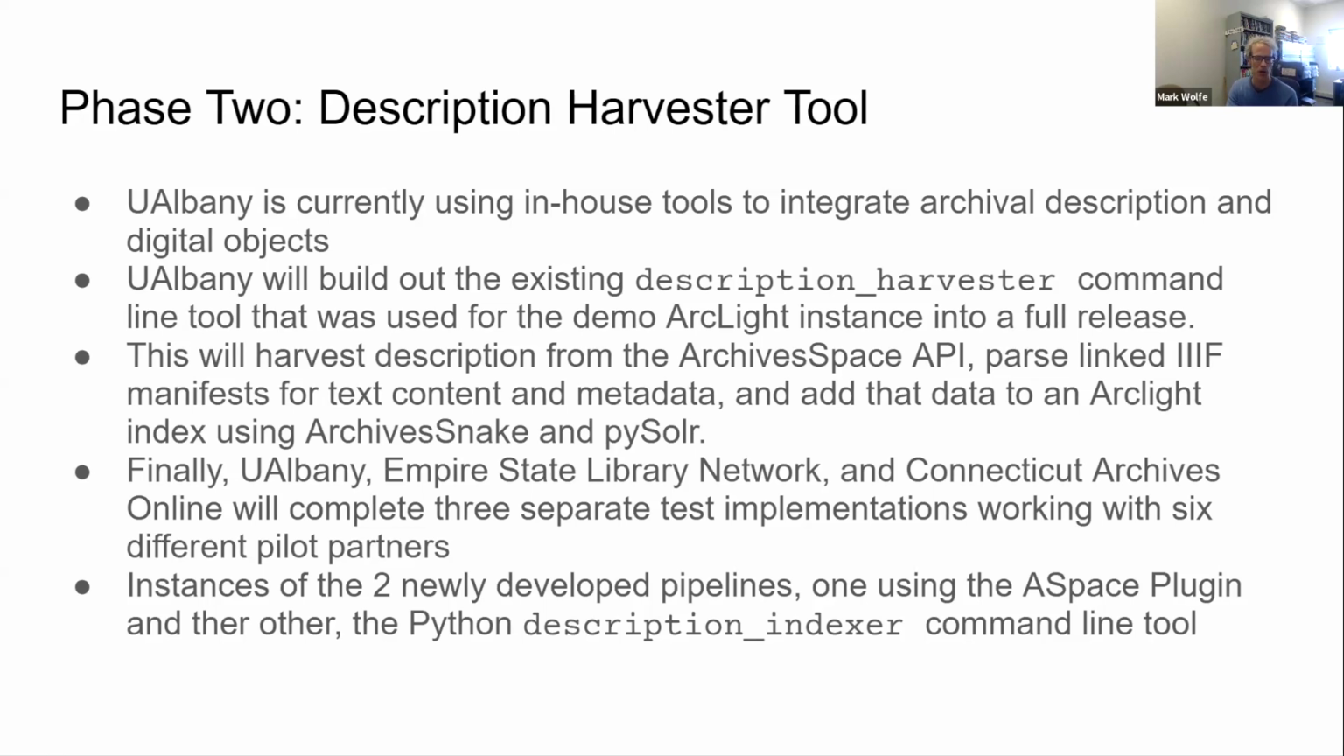Finally, UAlbany, Empire State Library Network, and Connecticut Archives Online will complete 3 separate test implementations working with 6 different pilot partners. Instances of the 2 newly developed pipelines, one using the ASpace plugin and the other using the description indexer, will be developed.